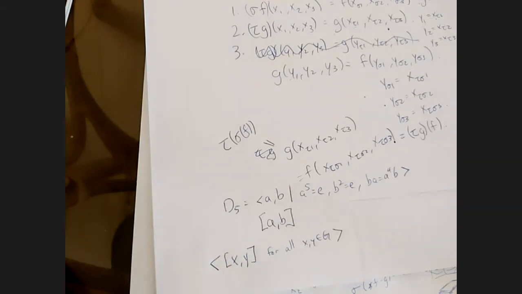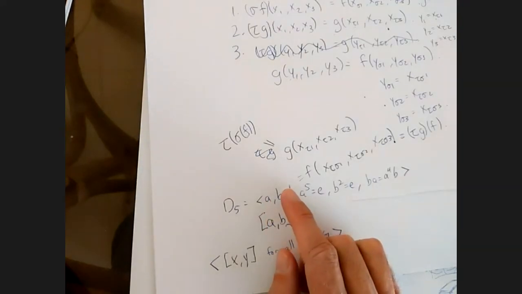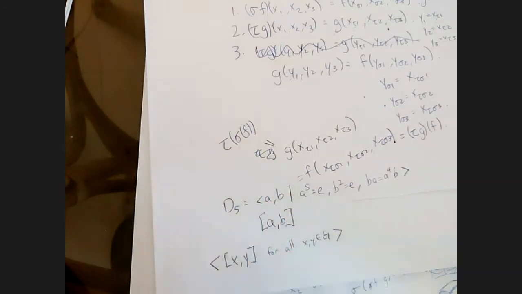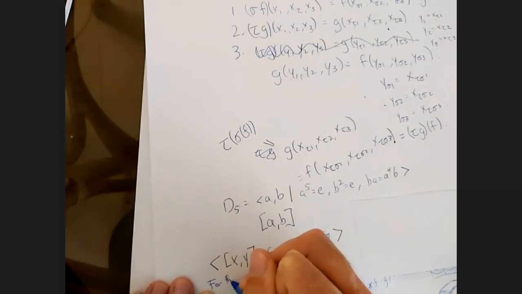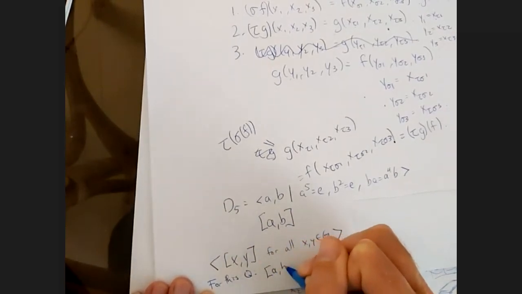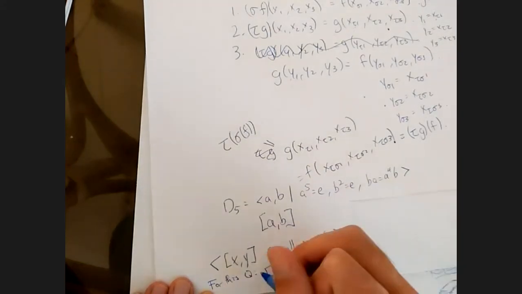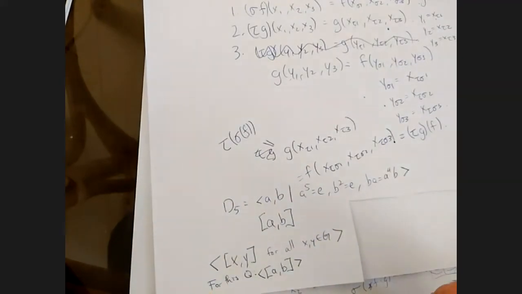But for this question, we know that it's generated by A and B. So it turns out the commutator subgroup is going to be generated by the commutator of A and B. So for this question, just compute the commutator of A and B, and that will be whatever it is. Then you take the subgroup generated by that. That's the commutator subgroup.